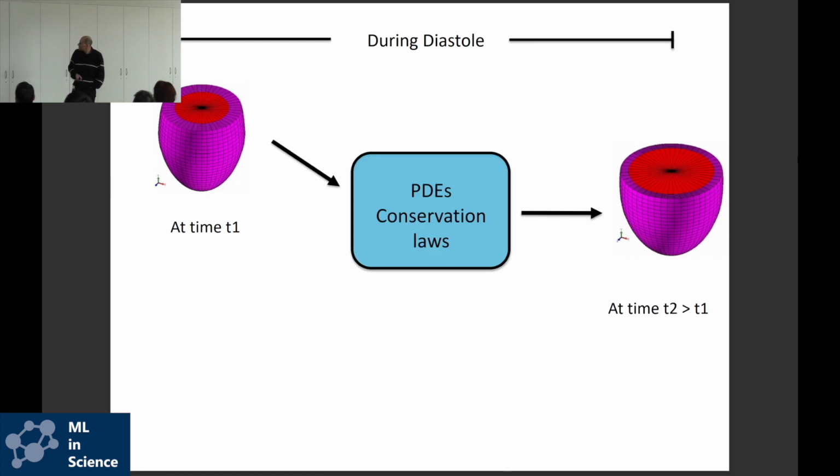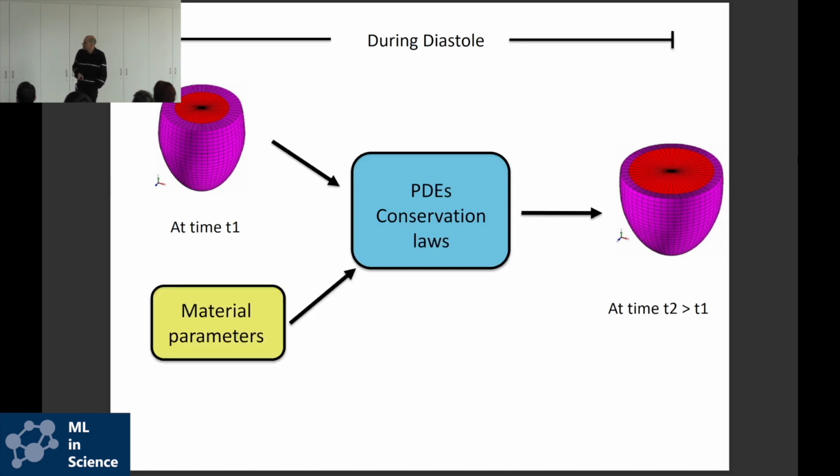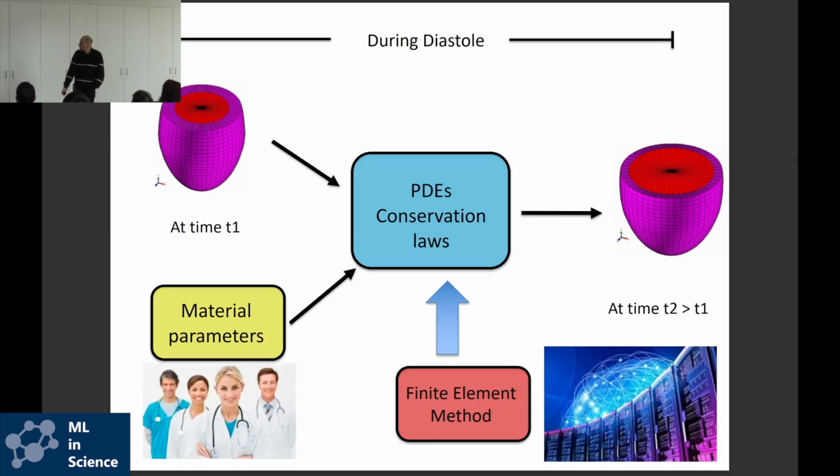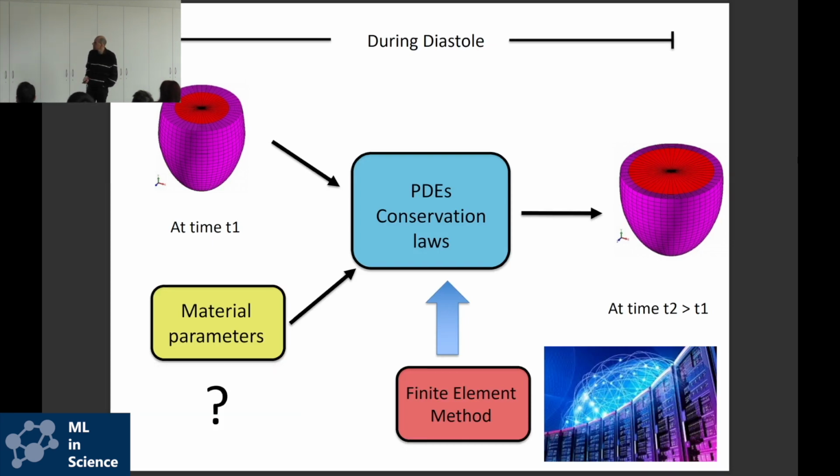The expansion, the state at a later time point, depends on the material parameters. And then we solve the equations with finite element discretization. If you know the material parameters, then you can communicate that to the clinicians. Then they basically can get deeper insight into potential damage done to scar tissue. But the problem is we don't know these parameters. So how can we get the parameters?